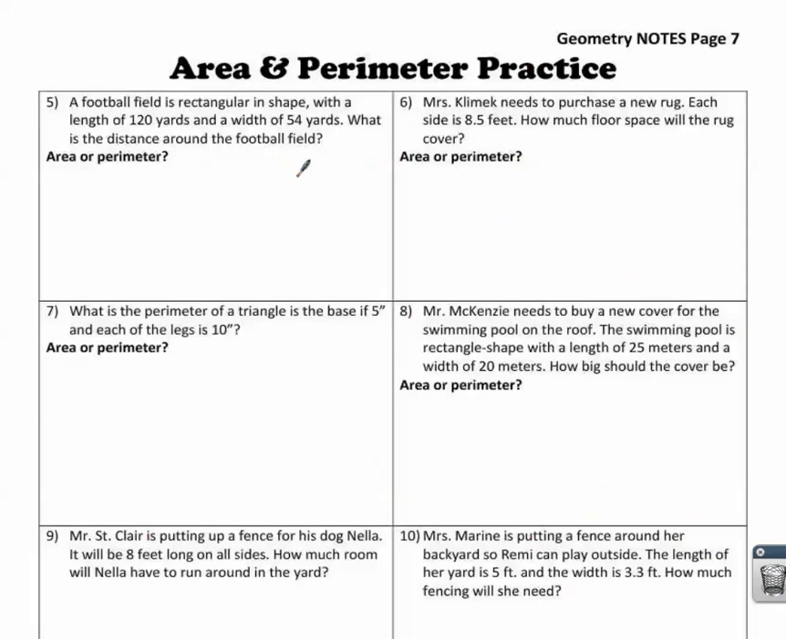Let's look at when the difference is to use the area and the perimeter. Perimeter is any time you're trying to figure out the distance around something, whereas area is when you're covering. So in the first example, a football field is rectangular in shape with a length of 120 yards and a width of 54 yards. What is the distance around the football field? So that would be perimeter. To find this, you would write your formula, which for a rectangle is 2 times length plus 2 times width.